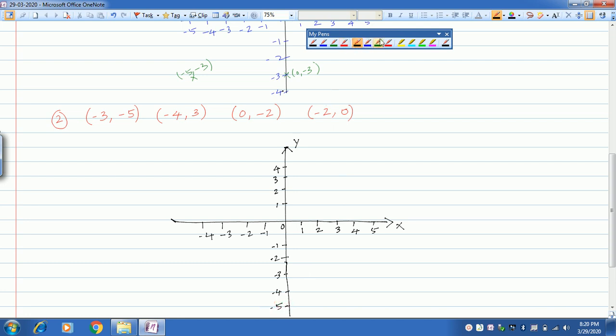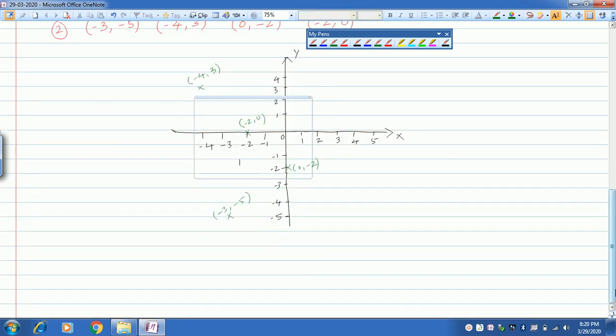Now just plot the same thing that we did before in the last problem, minus 3 and minus 5. So this is your minus 3 comma minus 5 point, and here minus 4 and plus 3, and here 0 comma minus 2, here minus 2 comma 0. So these are the 4 points. Now we have finished the plotting.